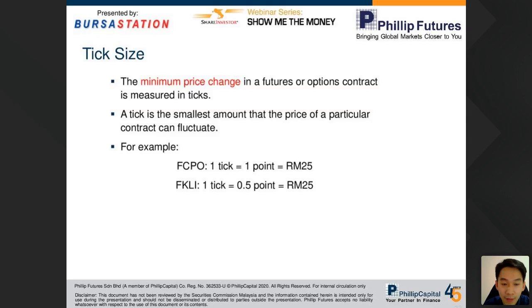For FKLI, the tick size is slightly different compared to FCPO. For FKLI, 1 tick is 0.5 point. Let's say you enter a position at 1,600. Let's say you go up, the next tick will be 1,600.5. If you enter a long position, you are able to earn 25 ringgit. Similarly, if you go down by 0.5 point, you will lose 25 ringgit. That's one tick.